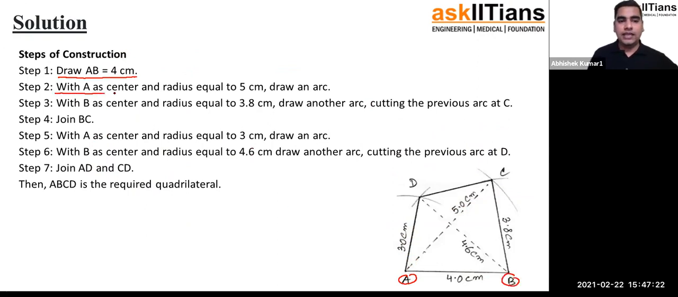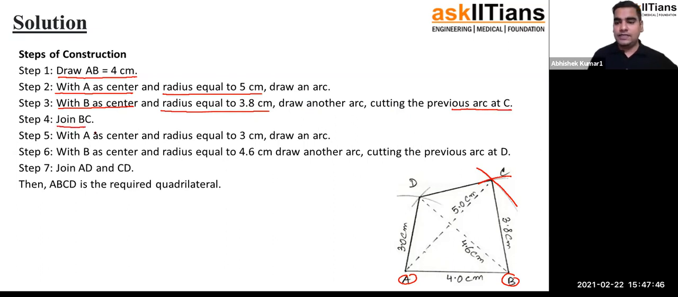Then assuming A as center, they marked an arc whose radius is equal to 5 centimeters. So this is the arc. Clear? Then assuming B to be the center, they marked an arc of radius equal to 3.8 centimeters. So this is the arc you have. Then you will see that these two arcs cut each other at point C.